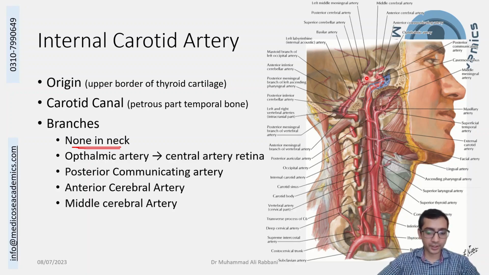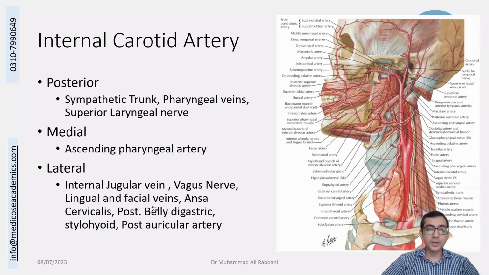I think I have not written it here, there is also anterior choroidal. So there is a choroidal artery also. So what are its relations?